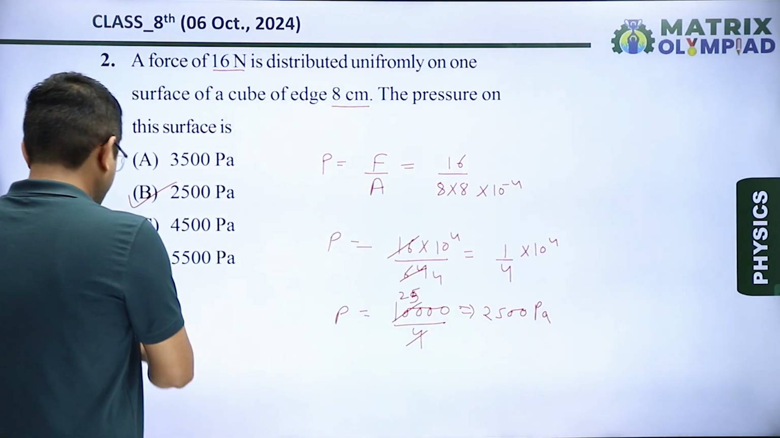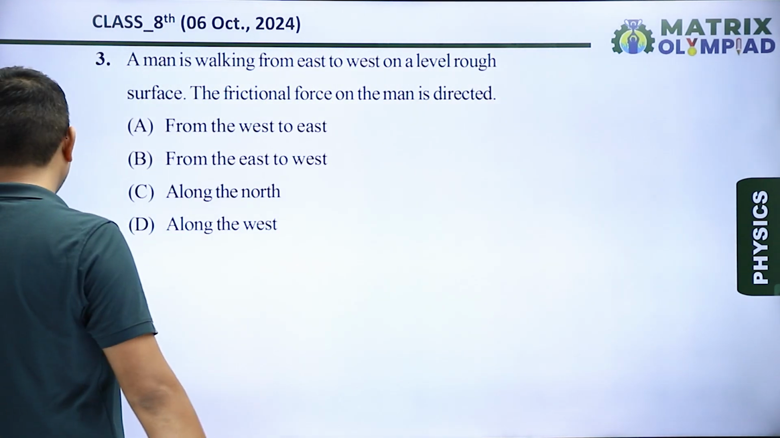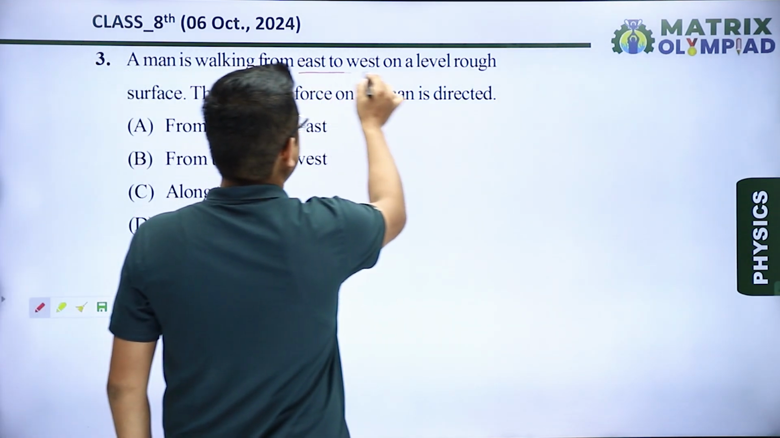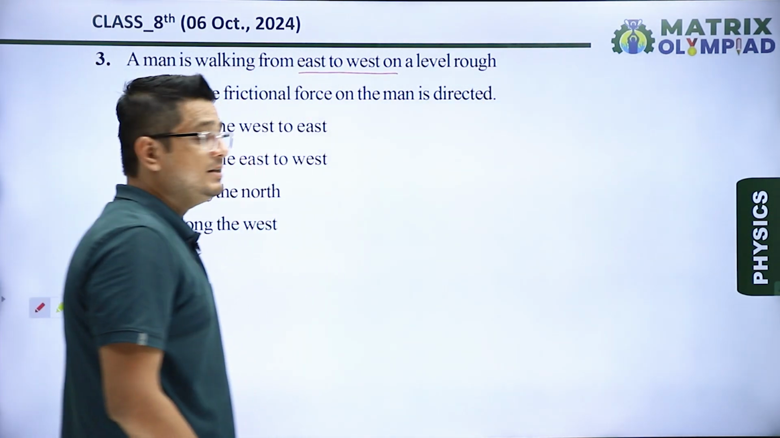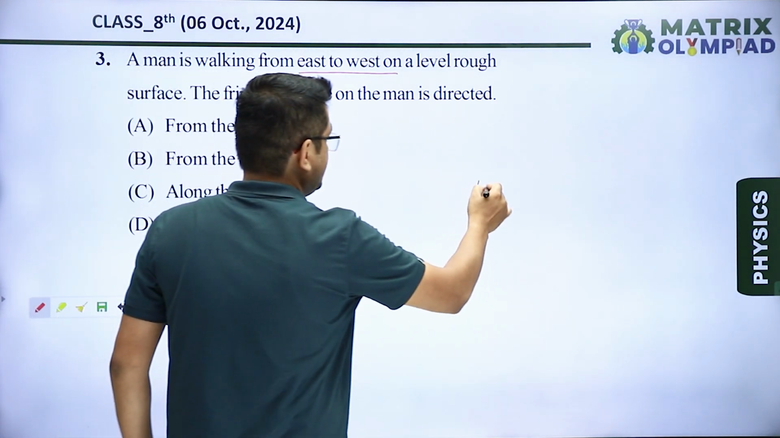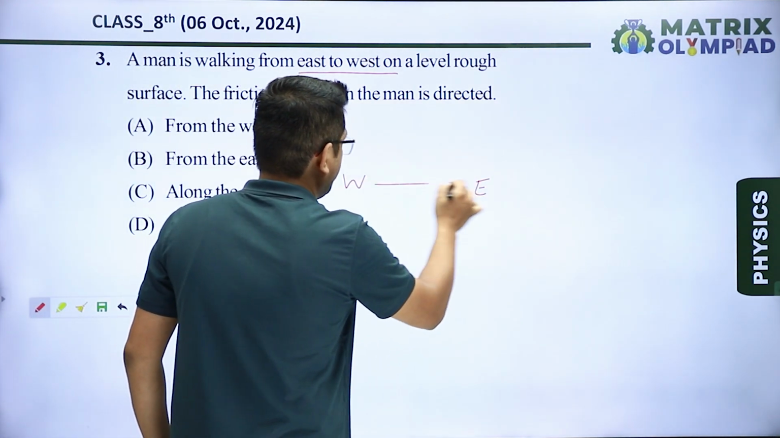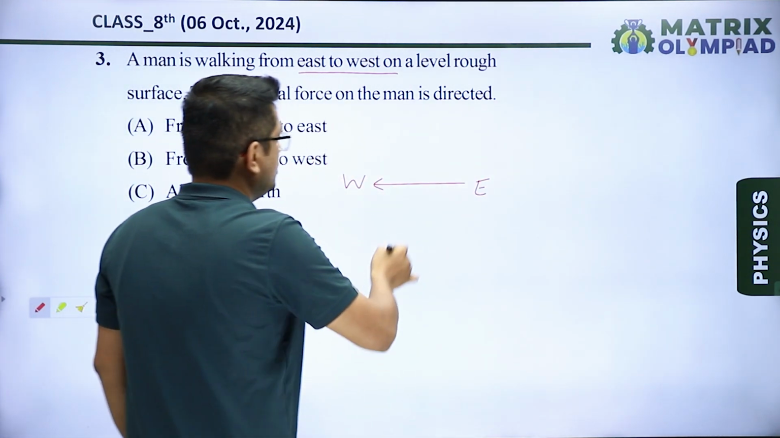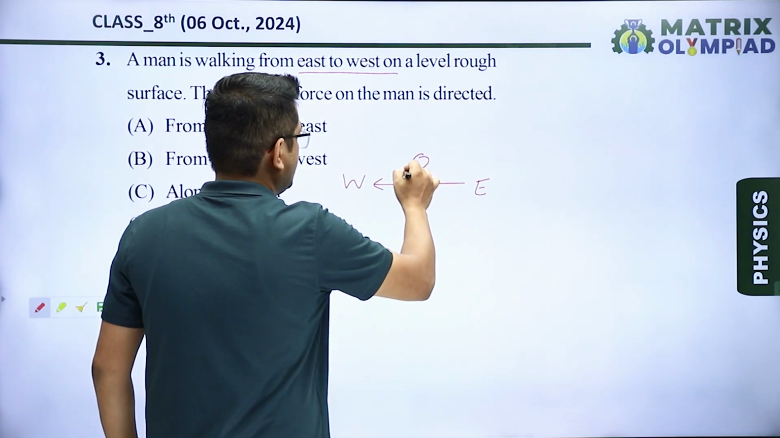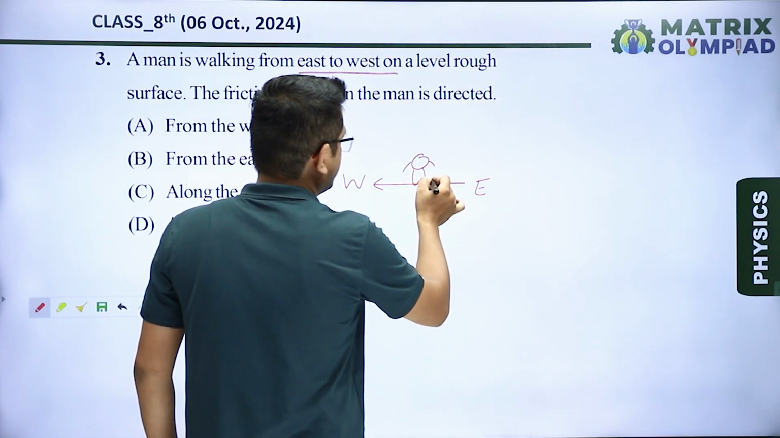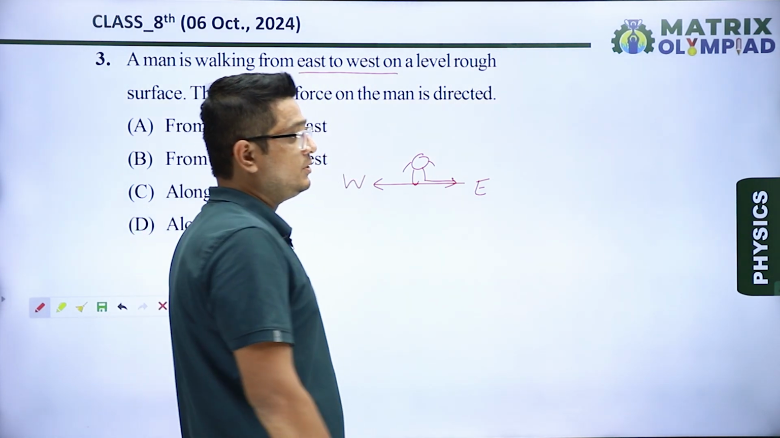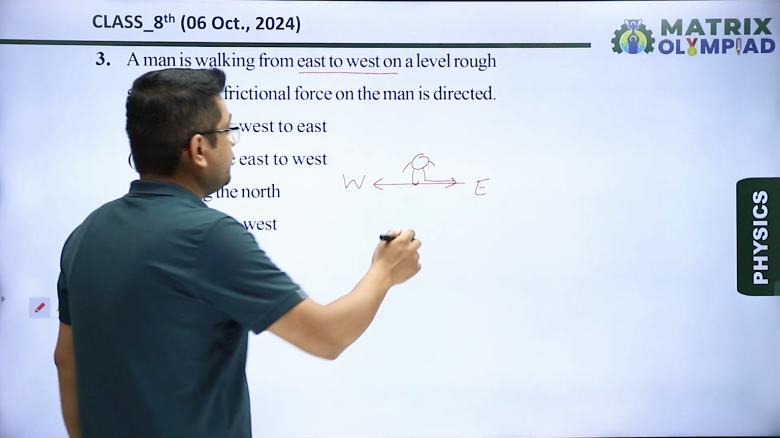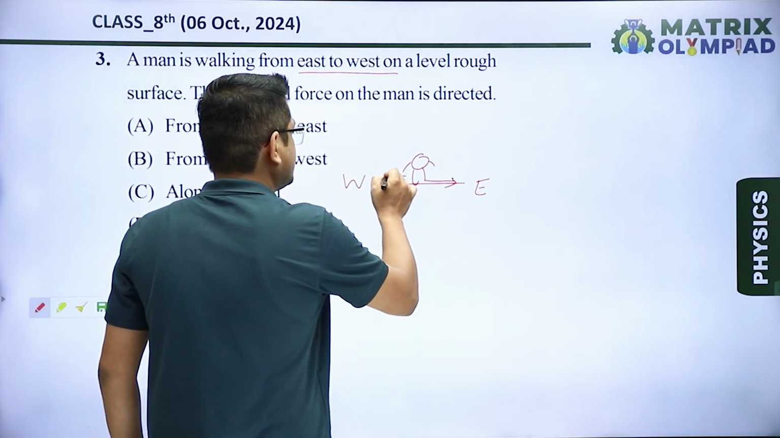Next question, question number 3. A man is walking from east to west on a level road surface. The frictional force on the man is directed. Let's say this is east, this is west. The man is walking from east to west. When the man is walking from east to west, he is applying action force in the east direction. And in response to that, the friction force will act in the west direction.